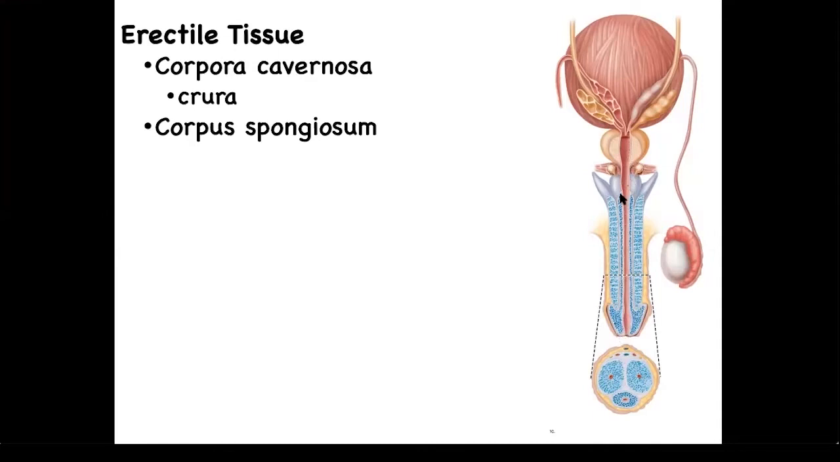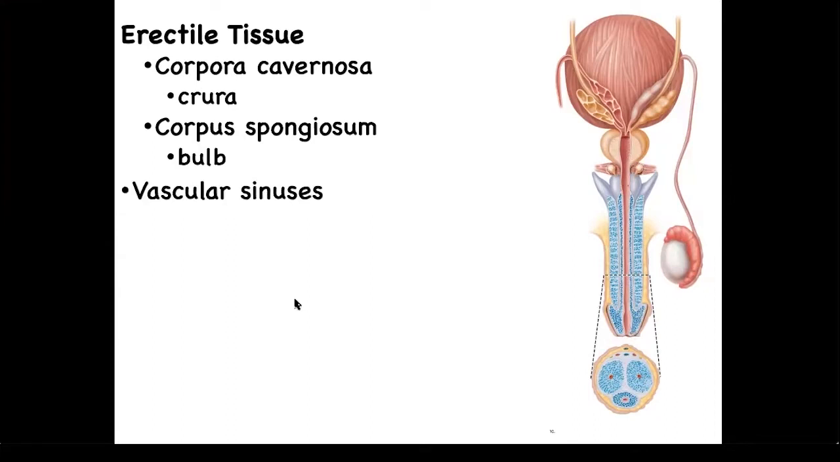In this illustration here, this is the corpus spongiosum. You can see it on either side. The proximal end begins at the bulb, and the distal end is enlarged to form the glans penis.